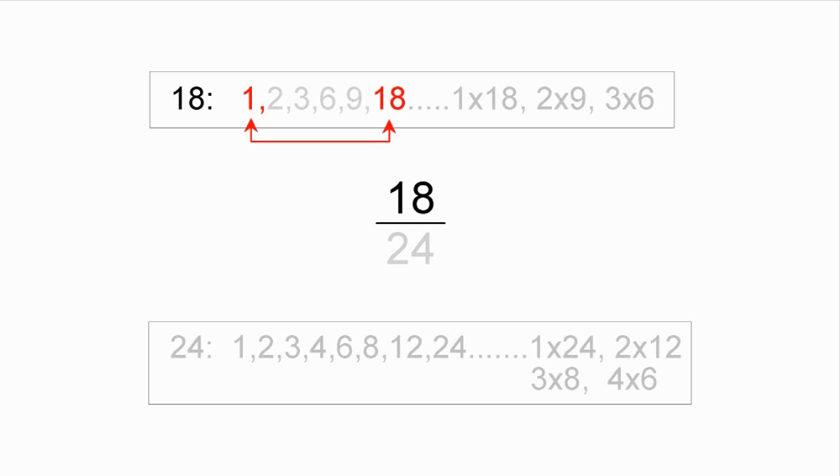You take the 2 outer ones together first, 1 and 18. Then the next 2 inner ones, 2 and 9. Then the next 2 inner ones after that, 3 and 6.